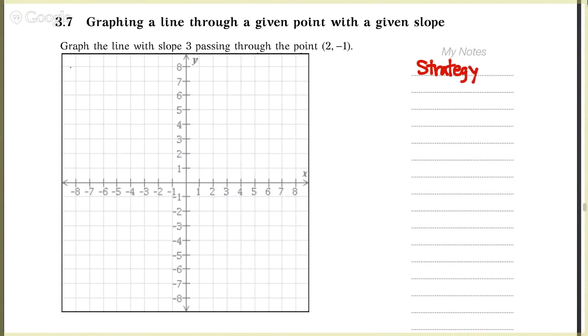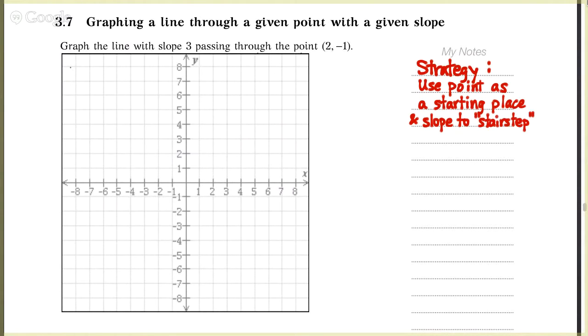So here's the strategy. Given this information, we're going to start by using the point that we're given as a place to begin. Right? So (2, -1). We know that point's on our line, so we're going to use that point right off the bat. We're just going to draw it right in there. And then from that point, we're going to use our slope to stair-step our way to find another. And as soon as I find 2 points, all I have to do is draw the line through those 2 points and I'm done.